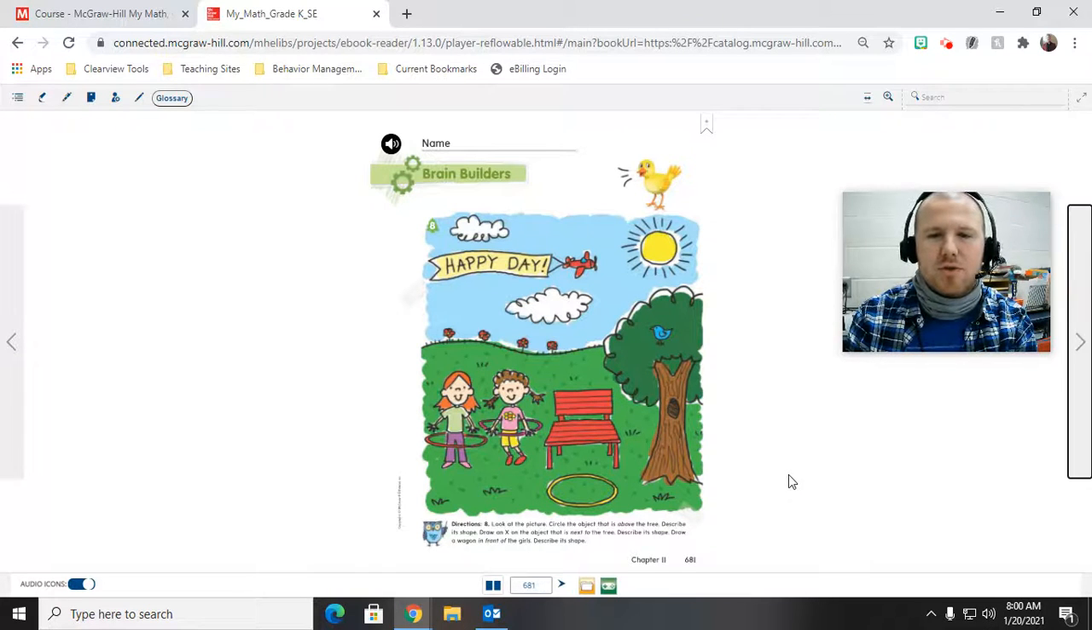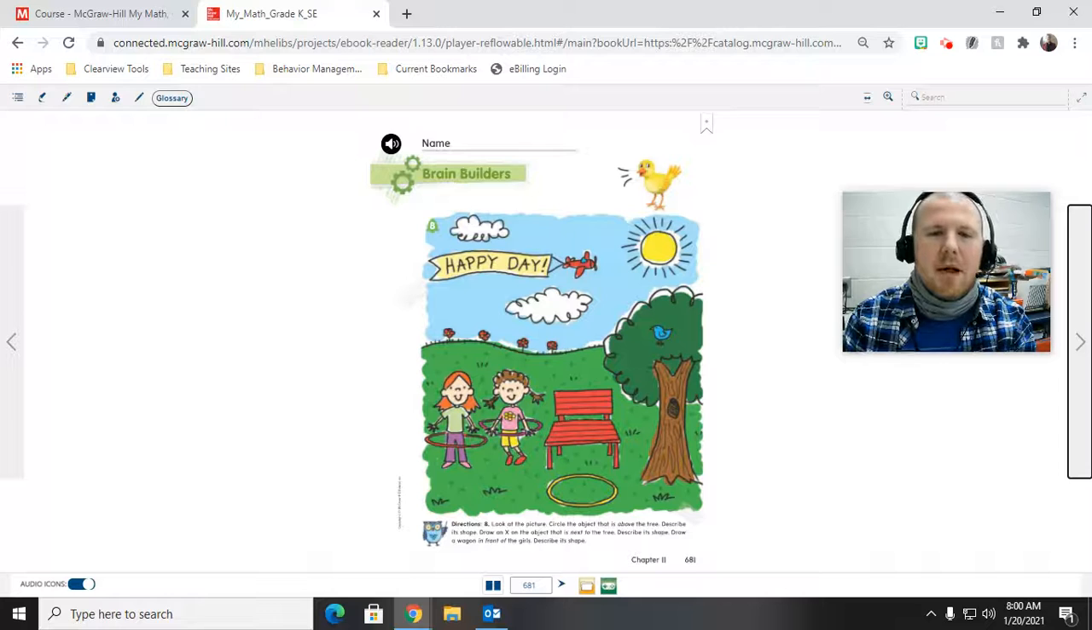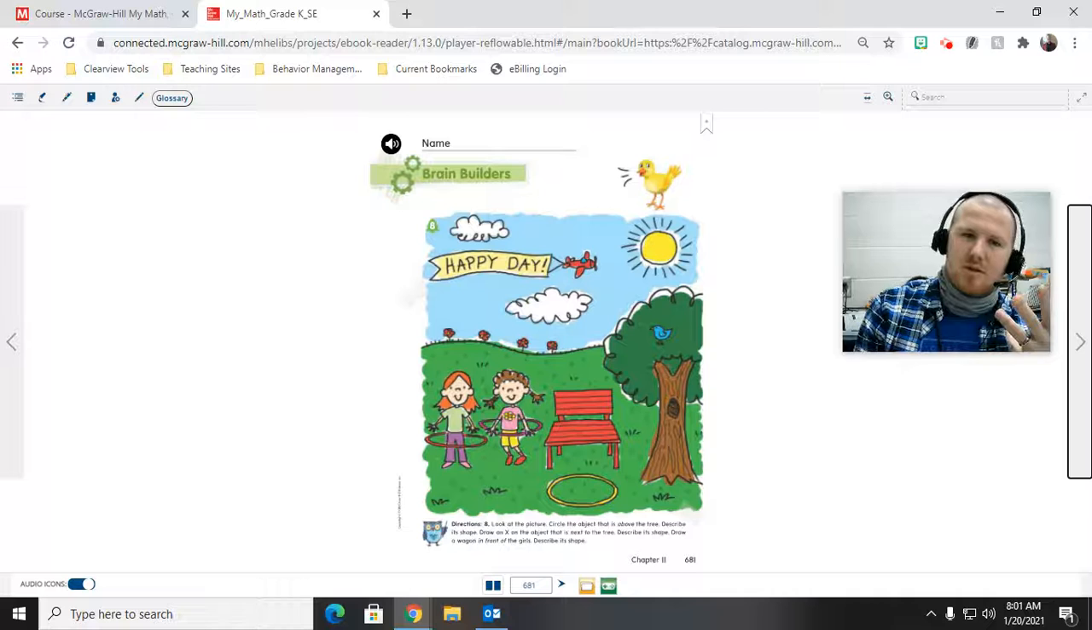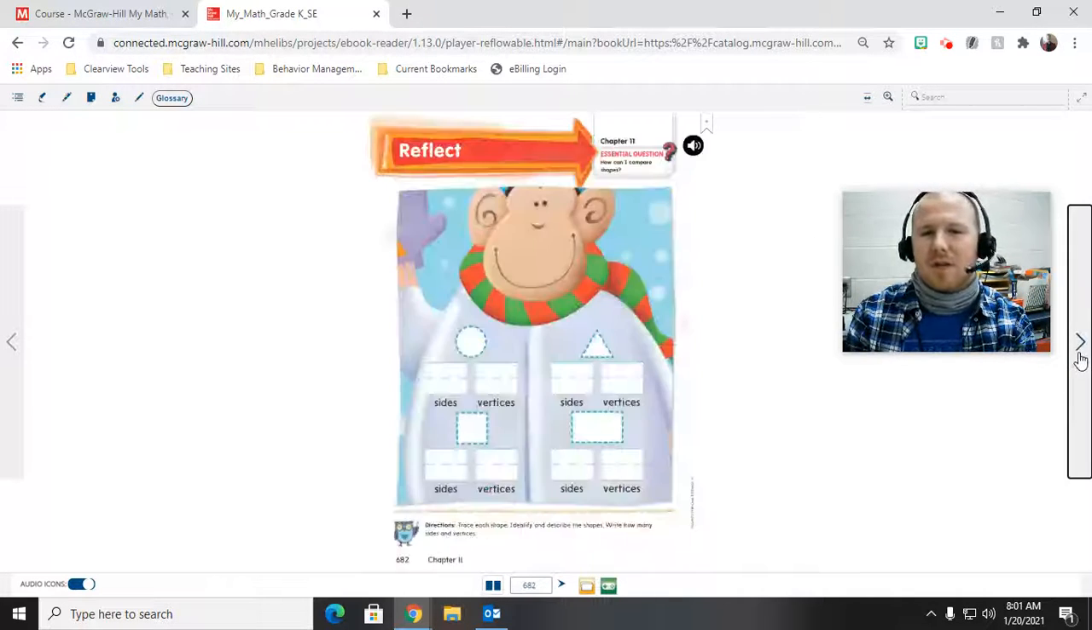They want you to circle the object that is above the tree. They want you to describe the shape. Then they want you to draw an X on the object that is next to the tree, describe its shape, and then they want you to draw a wagon in front of the girls. So they're using positions as well as shapes in this exercise. So check that out. And then this is the reflection. And again, the sides and vertices, they want you to practice one more time. Trace a shape and then count how many sides and how many vertices or corners the shape has.